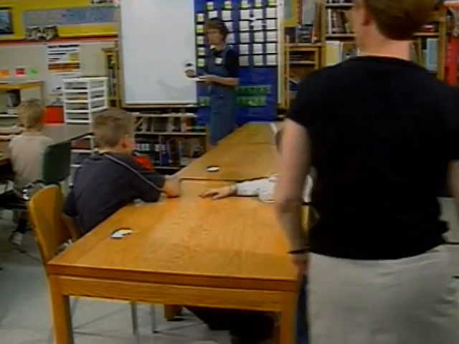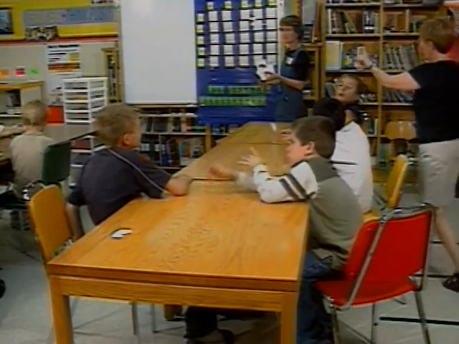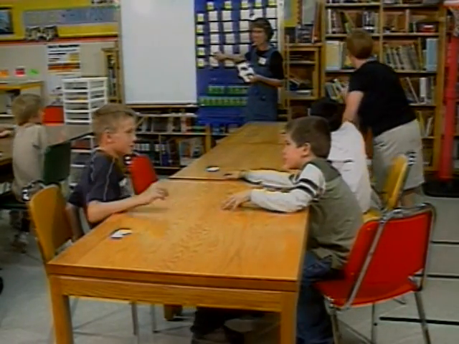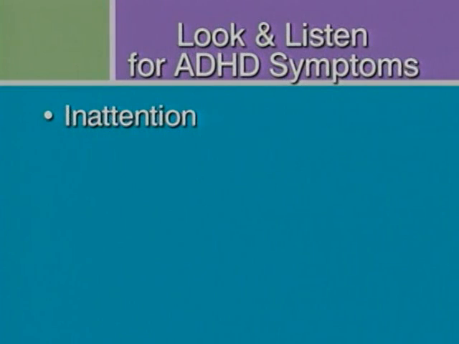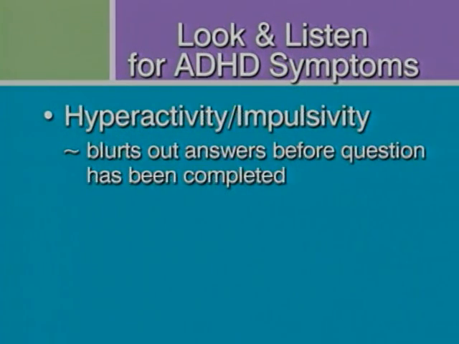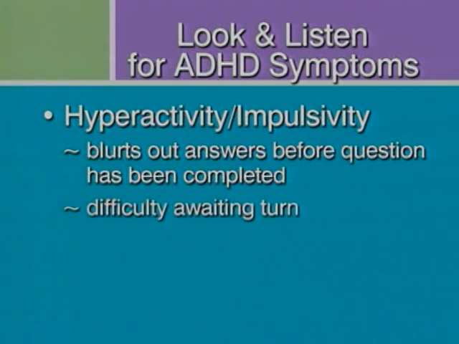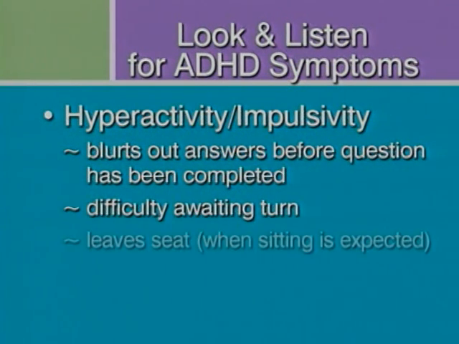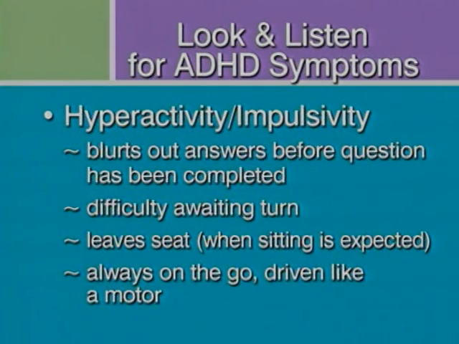Note how the teacher monitors and manages hyperactive, impulsive symptoms versus inattentive symptoms. Now look and listen for evidence of the following ADHD symptoms. Easily distracted, blurts out answers before question has been completed, difficulty awaiting turn, leaves seat when sitting is expected, always on the go or driven like a motor. Write down your observations on worksheet number 3.